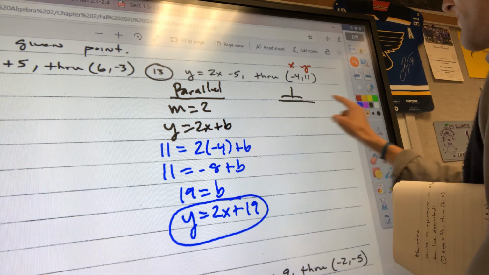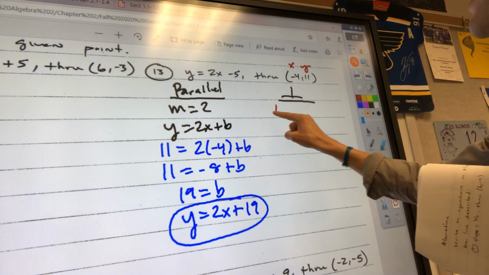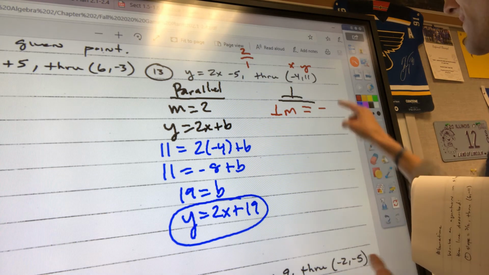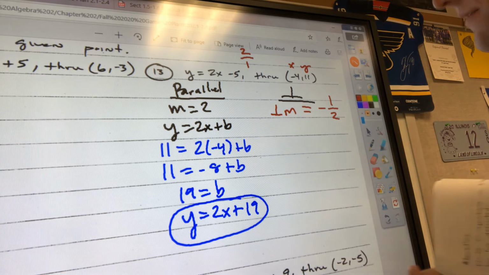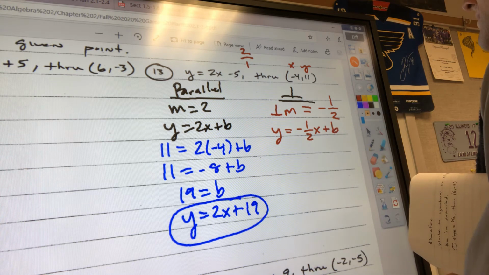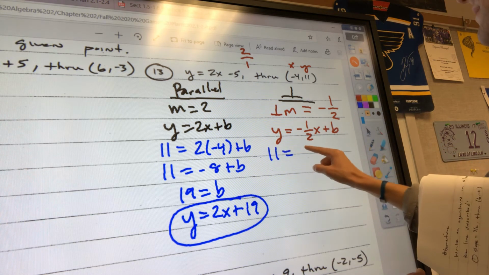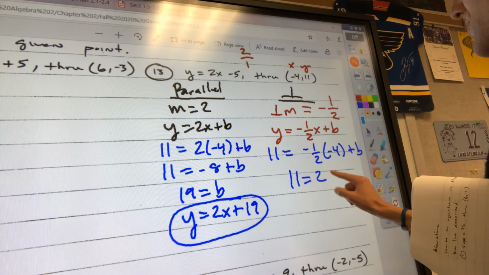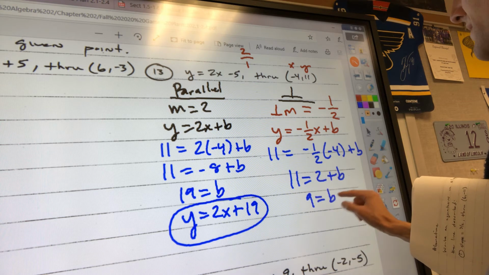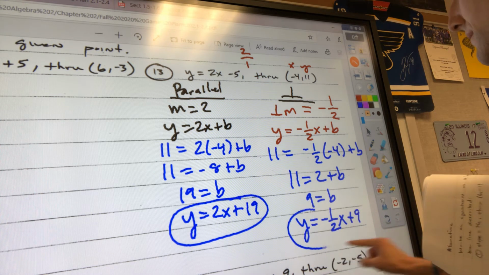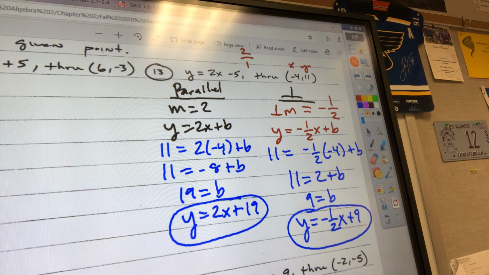Let's talk about the perpendicular line. Perpendicular slope. So first off, 2 is 2 over 1. Opposite sign is a negative, and flip it, negative 1/2. So y is negative 1/2 x plus b. Gonna plug 11 in for y, negative 4 for x plus b. 11 equals 2 plus b, and 9 is b. Y equals negative 1/2 x plus 9 would be my equation. All right, that's the name of the game for all 4 of these.